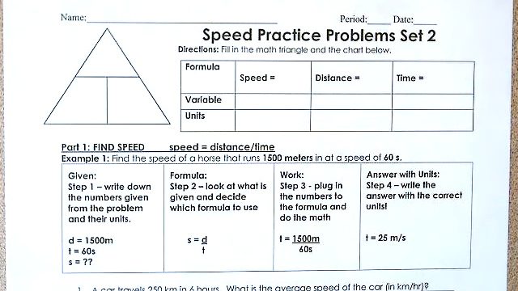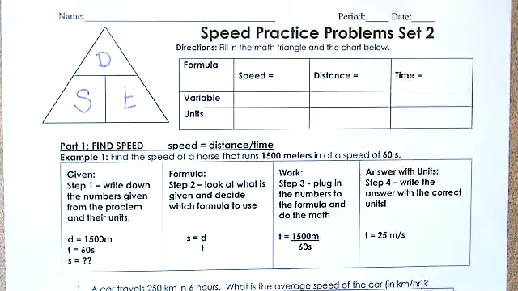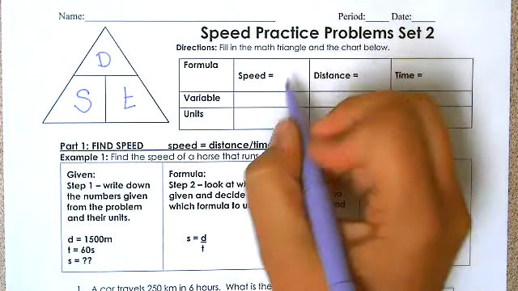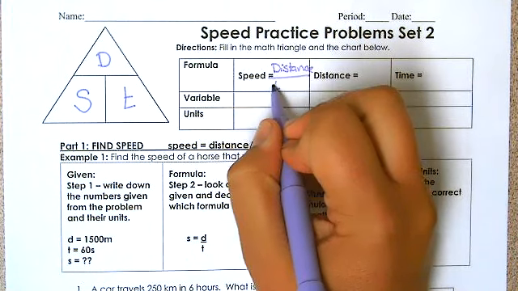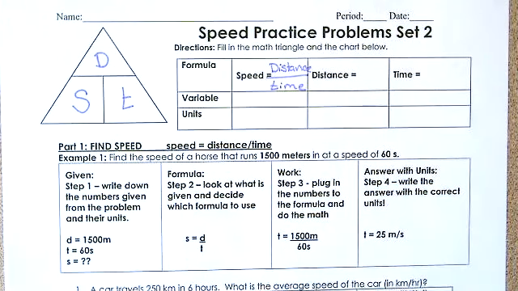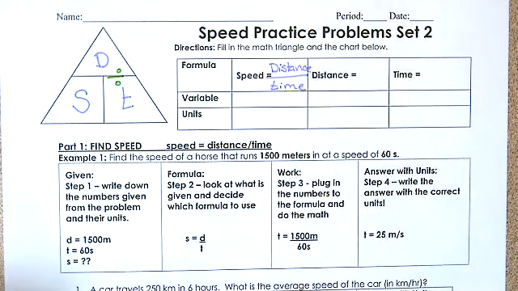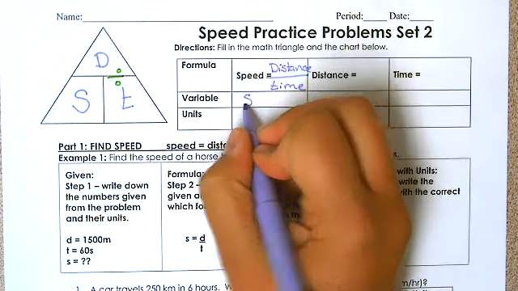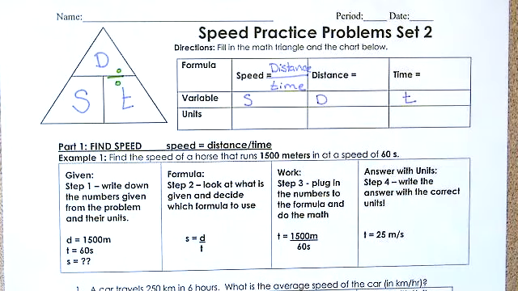Okay, so remember our formula, speed equals distance divided by time. So that's our base formula, distance divided by time. In your triangle, speed equals distance divided by time. So S is for speed, D is for distance, and T is for time.